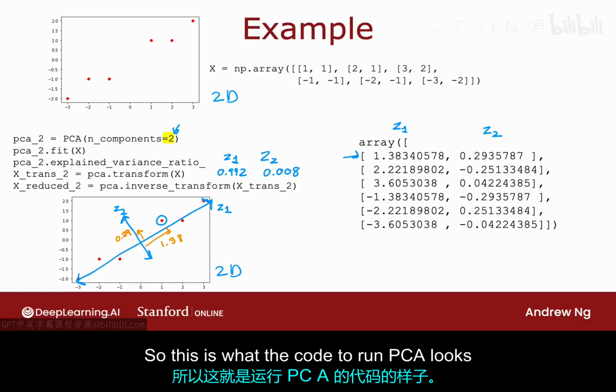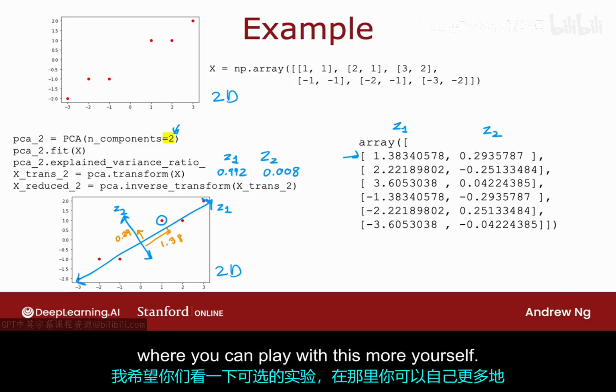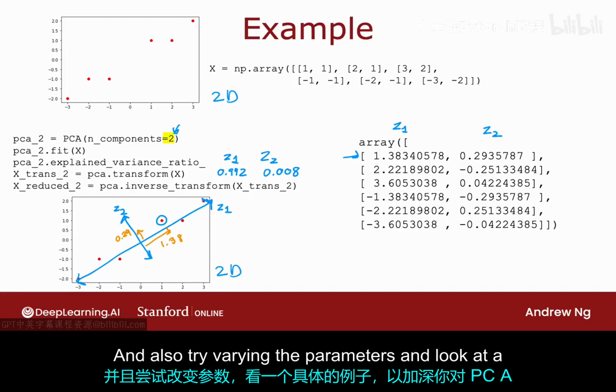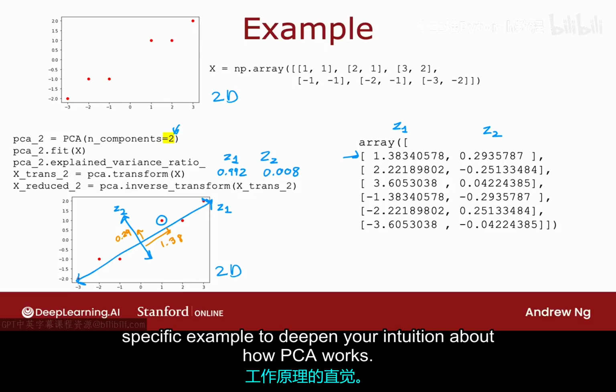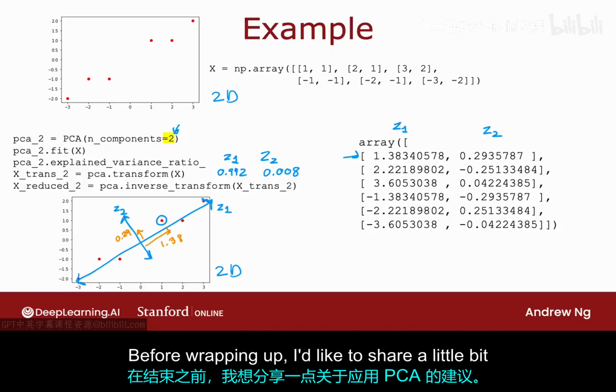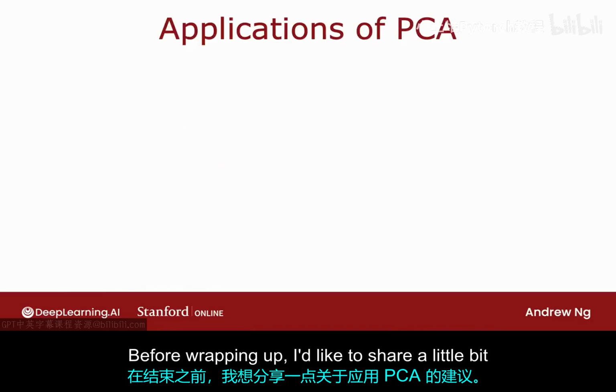So this is what the code to run PCA looks like. I hope you take a look at the optional lab where you can play with this more yourself, and also try varying the parameters and look at a specific example to deepen your intuition about how PCA works. Before wrapping up, I'd like to share a little bit of advice for applying PCA.